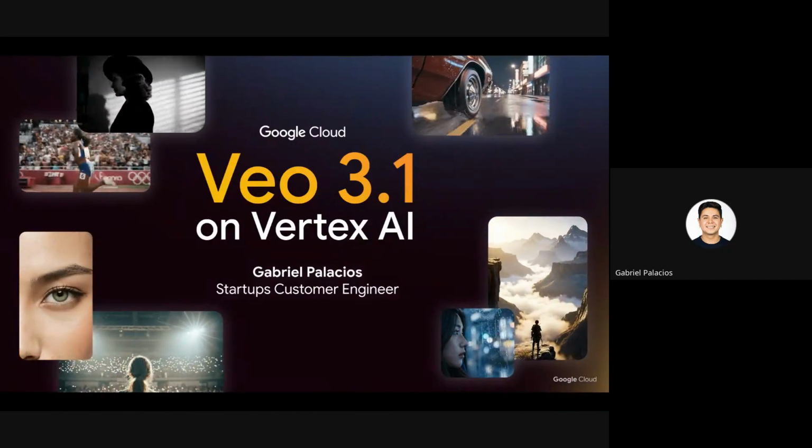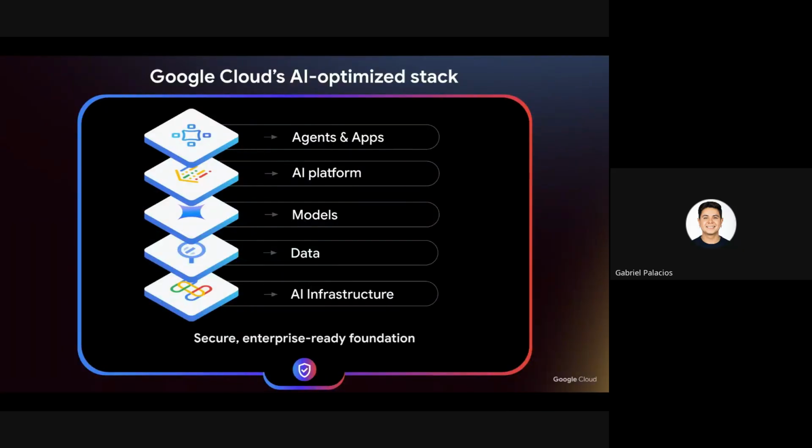As I mentioned, we're going to talk a little bit about Vertex AI. So Vertex AI has different layers. We start with our AI infrastructure. We use NVIDIA GPUs, but we also produce our own TPUs in-house. TPUs are the infrastructure that we use to train and host some of our Gemini models.